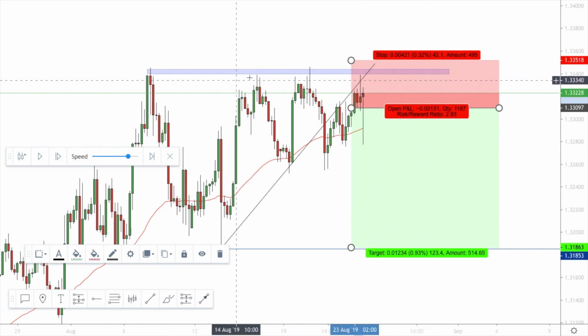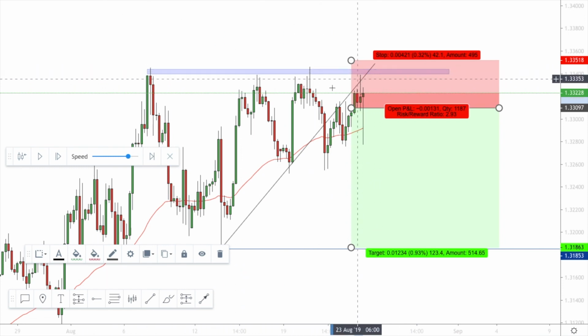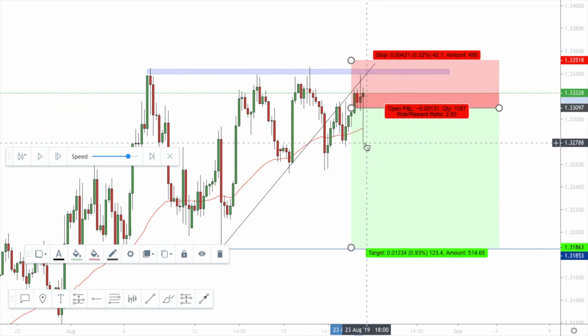So now it has become a fourth touch: one touch, two touch, three touch, and then that's the fourth touch there. It didn't look too healthy here, where we had this massive rejection to the upside. But we'll let it play out anyway. We're always limiting ourselves to 1% risk.